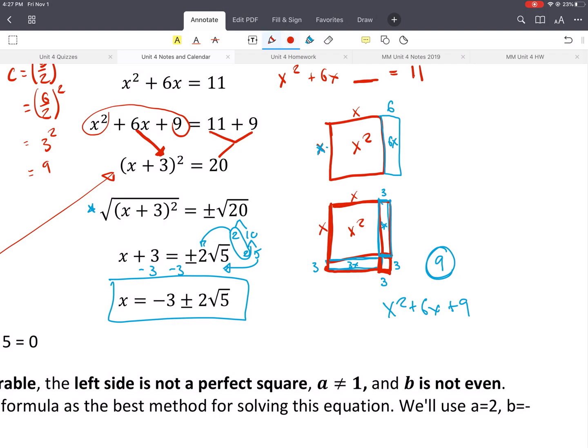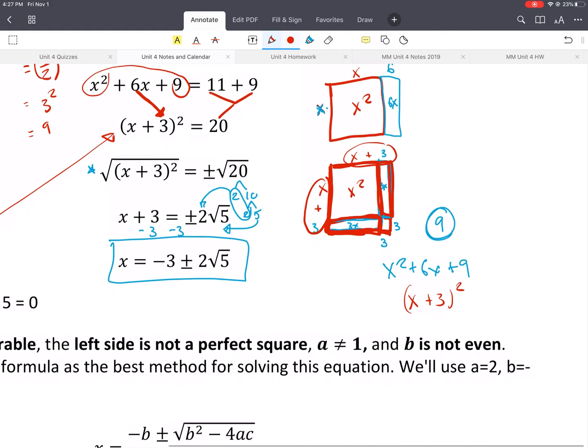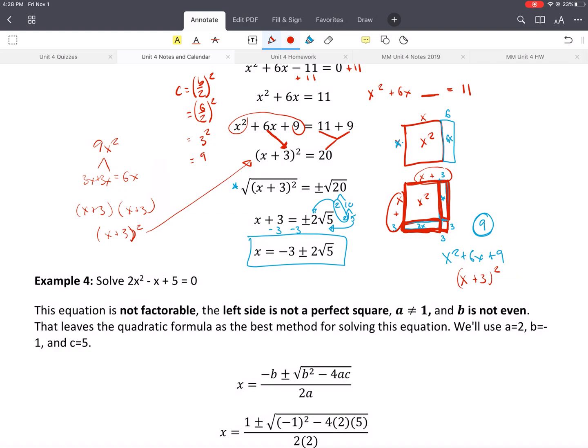And then on top of that, to write it as a binomial squared, what we're really doing is x plus 3 times x plus 3. Well, that is just x plus 3 squared. Okay? So that's kind of where the completing the square comes from. It's a square, and you can square the sides or square the area kind of thing. I don't know if that makes sense, but I thought it was kind of cool.